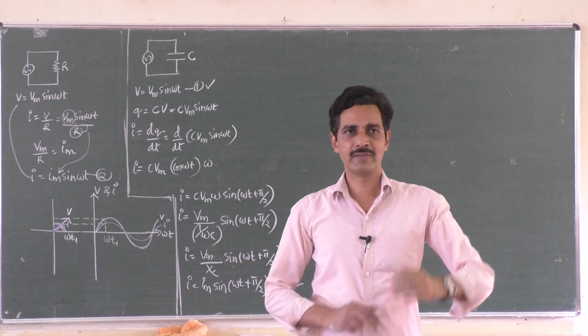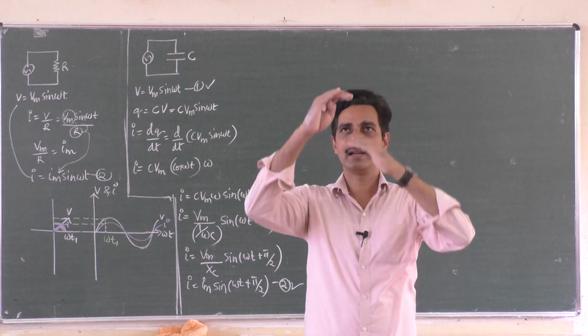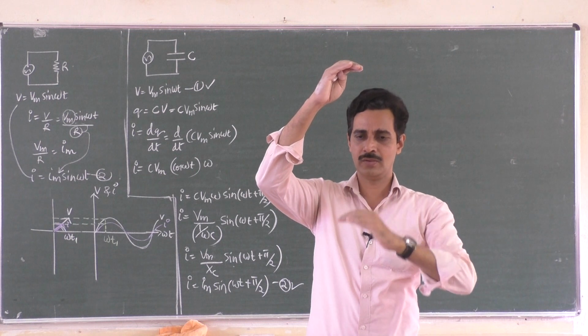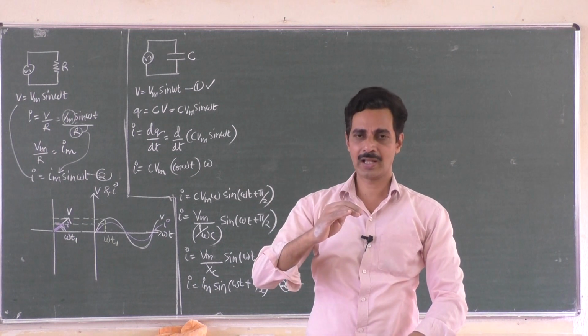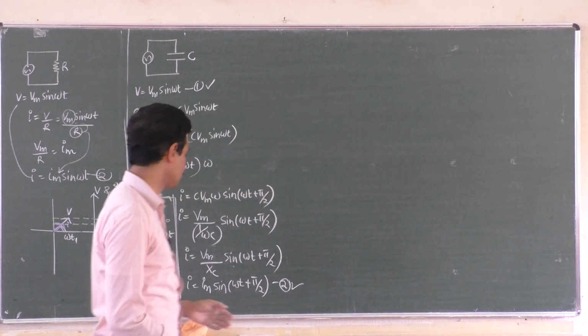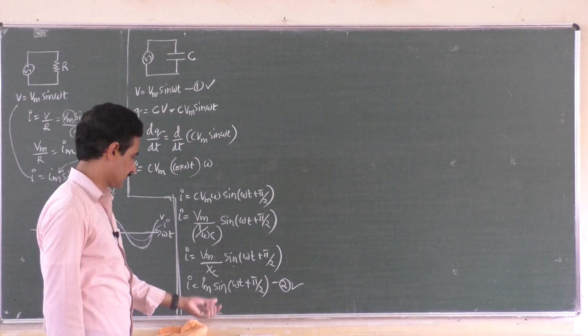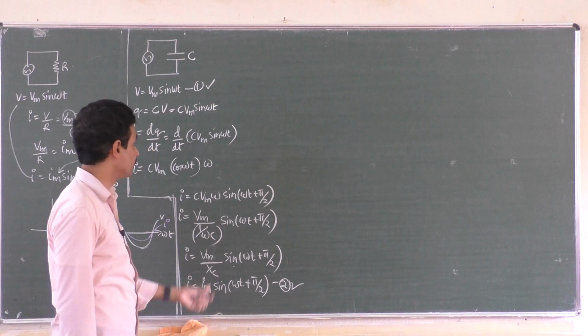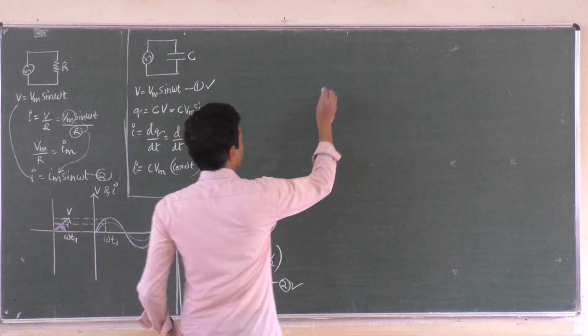In the beginning itself, current is highest. Then the voltage rises to highest. By that time, current reaches 0. Then when the voltage reaches 0, current goes to minus maximum. So in this way, current leads the voltage and voltage follows. So these two equations.